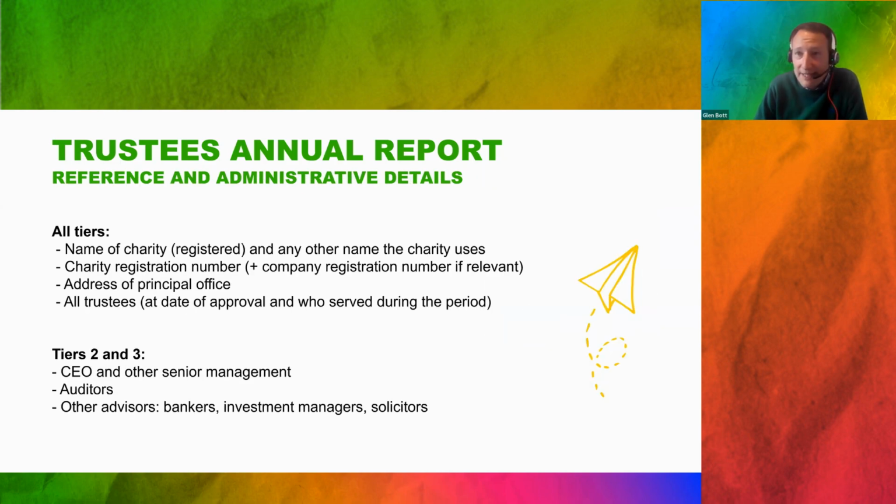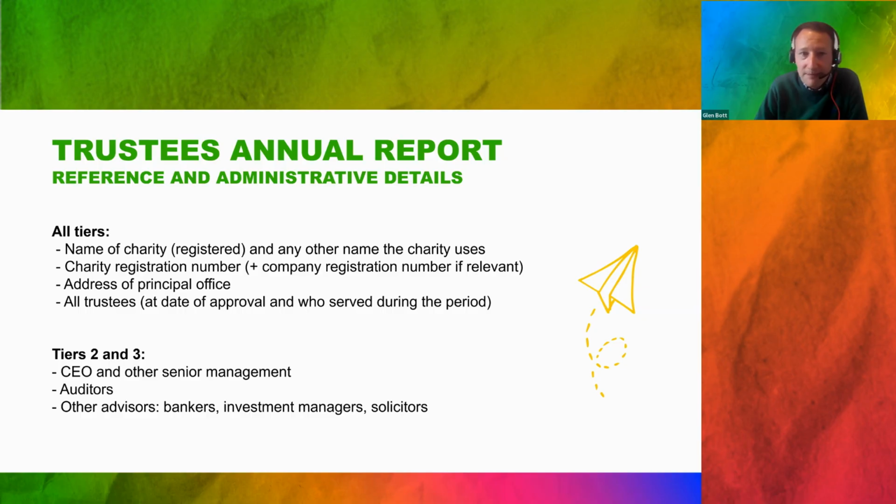They've got the reference and admin details, and again, no changes here. But in terms of all charities, you include the name of the charity being your official registered name, but then also any other name that the charity may use. You include your charity registration number. If you're also registered as a company, then that gets included. And then if you're also a cross-border charity, you'd need to include your OSCR number if you're a Scottish charity as well.